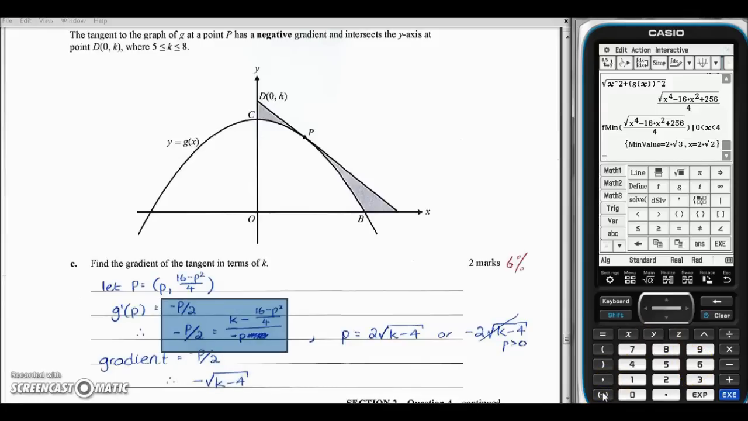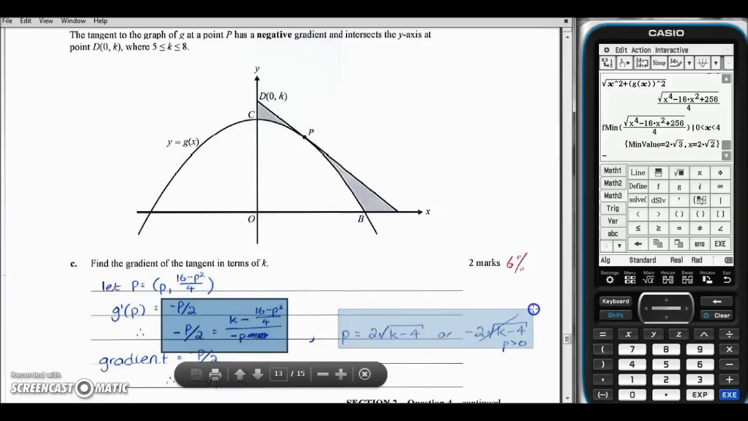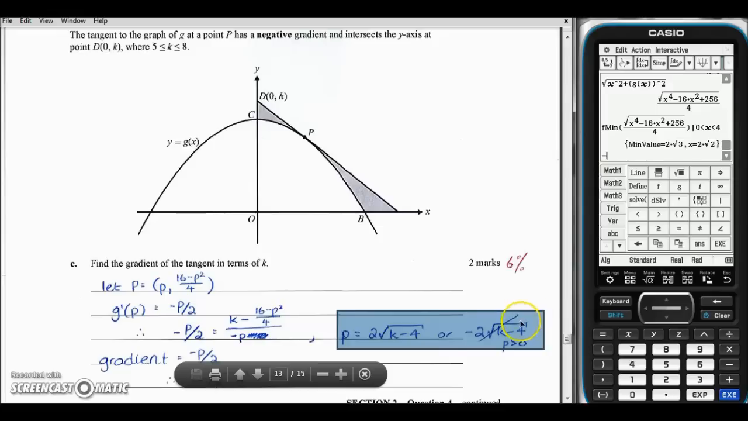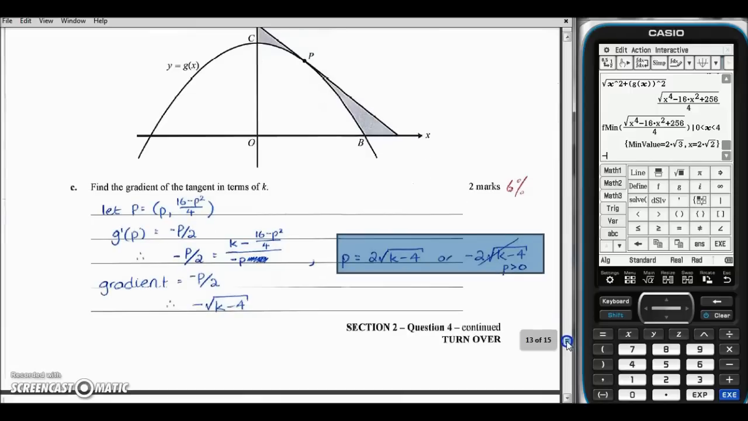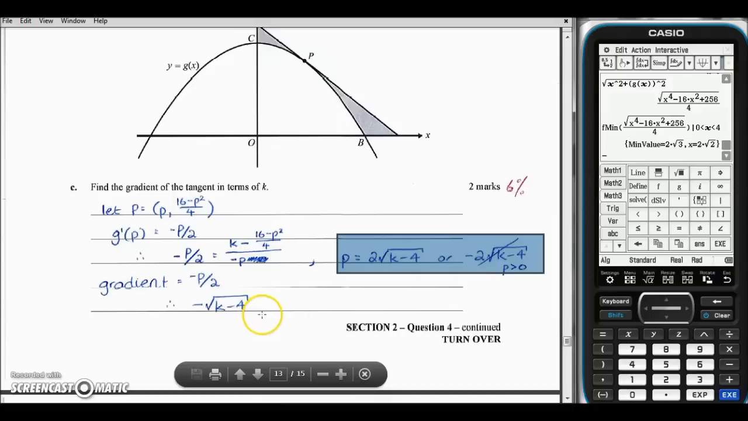Again, you can take my word for it. You type that into the calculator and solve for p. You actually get two options. You get 2 root k minus 4 or negative 2 root k minus 4. We'll cross that one out because p has to be more than 0. So if p is equal to 2 root k minus 4, and the gradient is negative p on 2, we sub this in for p, and we have the gradient in terms of k, which is negative root k minus 4. Alright, leave a comment if you're not quite sure what I did there. I'm happy to explain it for you again.